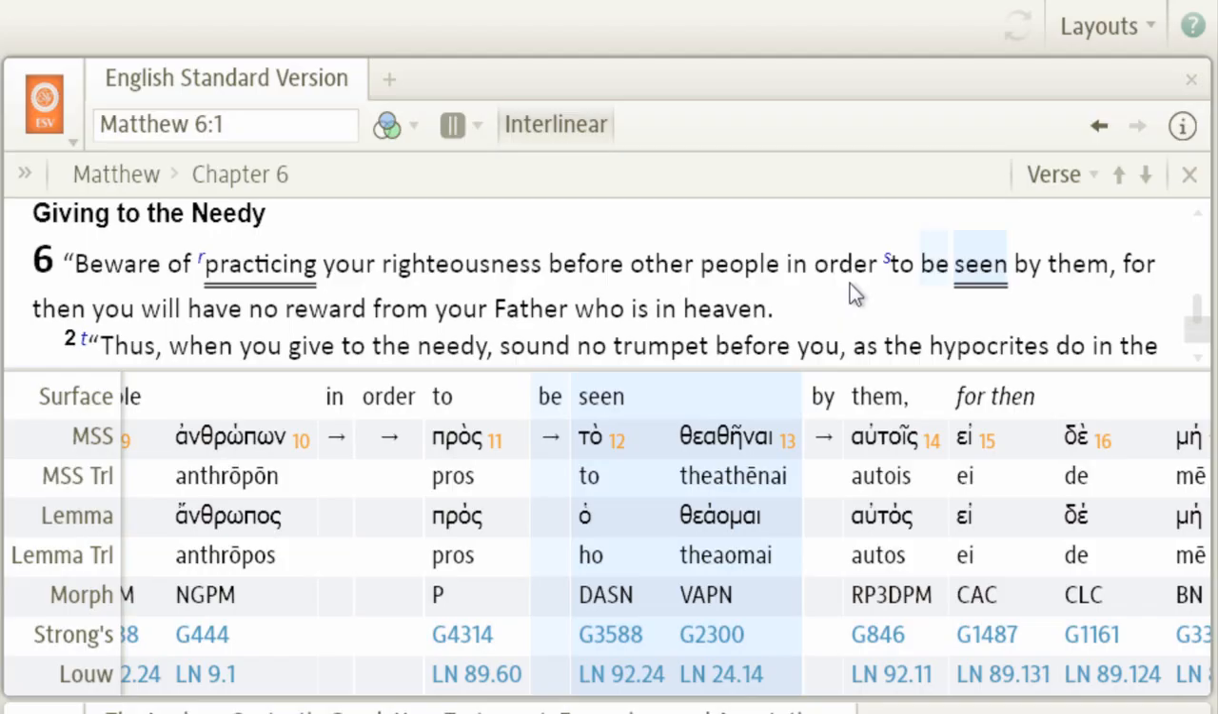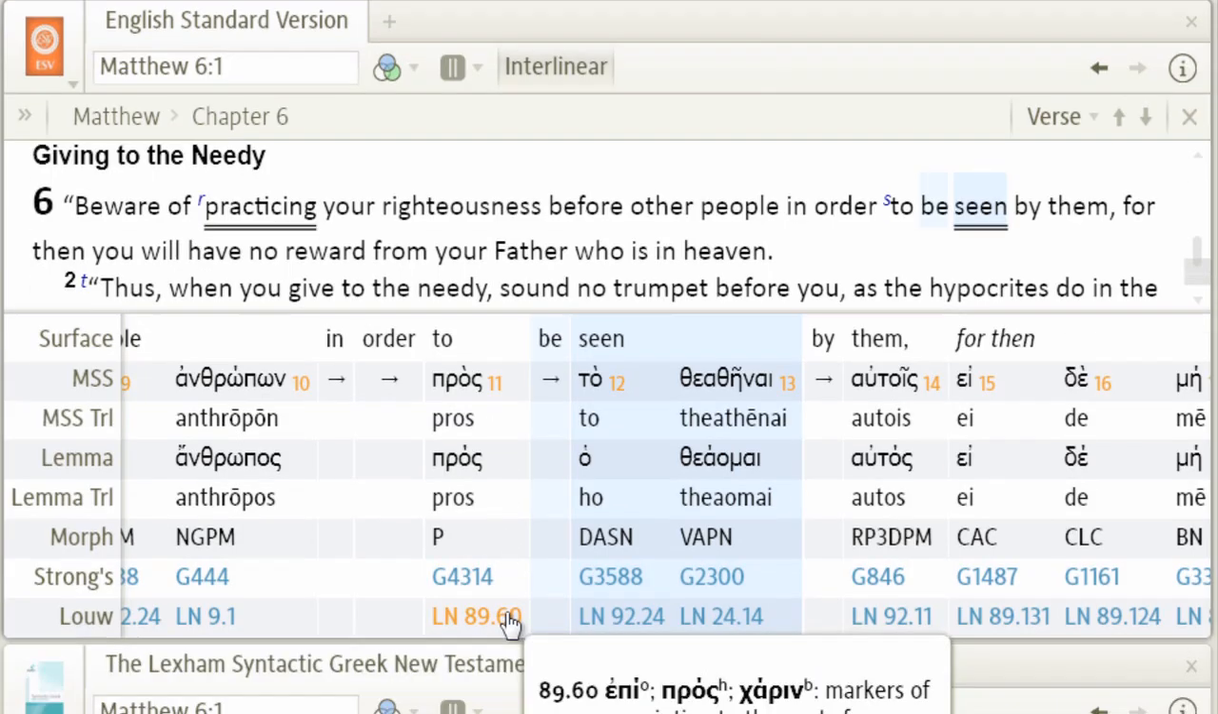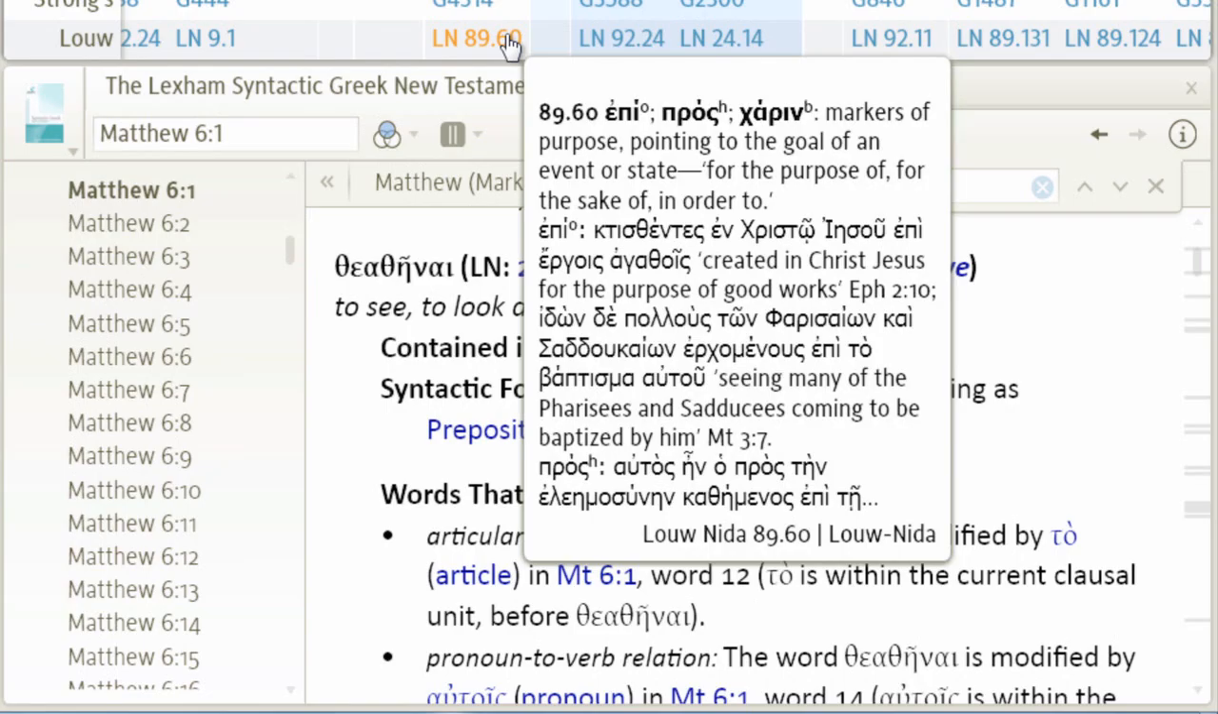Now, if we look at the reverse interlinear pane below, you'll see that we have a couple words working together as one unit to express the idea of purpose. Here we have the preposition pros, the Greek article ta in the accusative case, followed by the Greek infinitive, theathenai. Now, if you've been working with prepositions before, you'll know that pros has a range of meanings. But you can always go to your Louw-Nida numbers below to confirm or find explanation as to how this preposition is functioning. Here, it's a marker of purpose, pointing to the goal of an event or state, translated for the purpose of, or for the sake of, or in order to, as we have here in this verse.